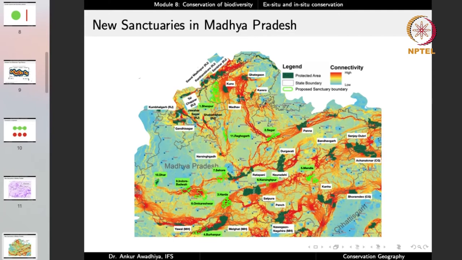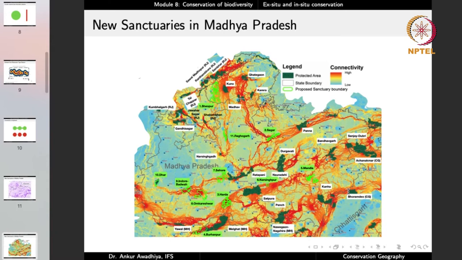So these dark colored areas are the ones where we already have the reserves. Now, if we are trying to create new reserves, they should be in areas that are well connected, that should be having a substantial amount of biodiversity that can be protected, and that should be in areas that have a good amount of connectivity. That is, we know that animals are already moving from one place to another place.